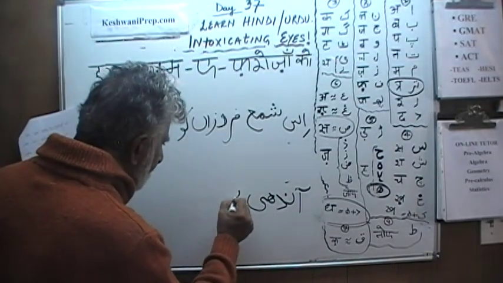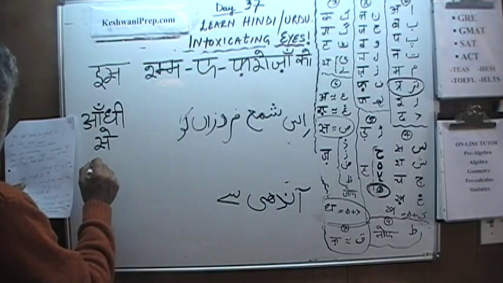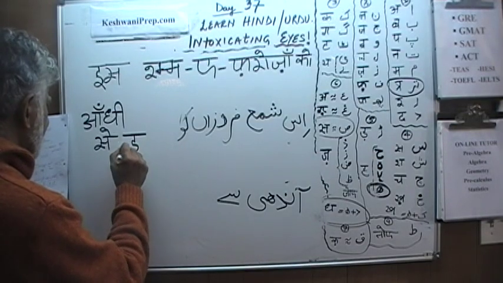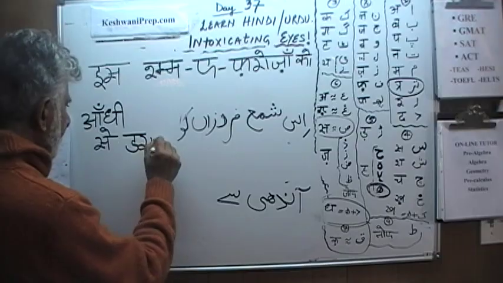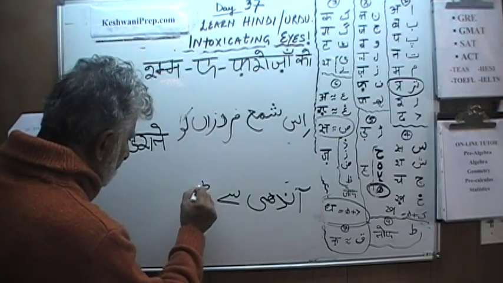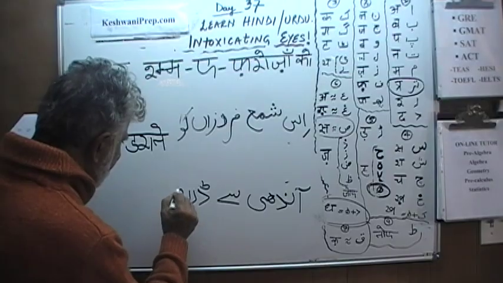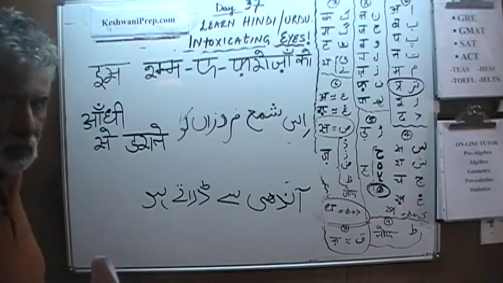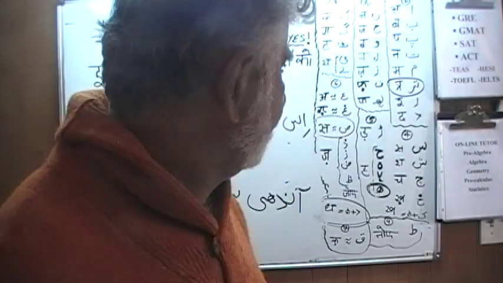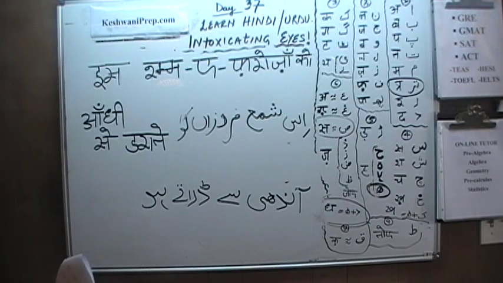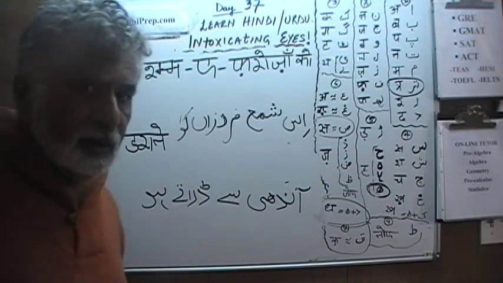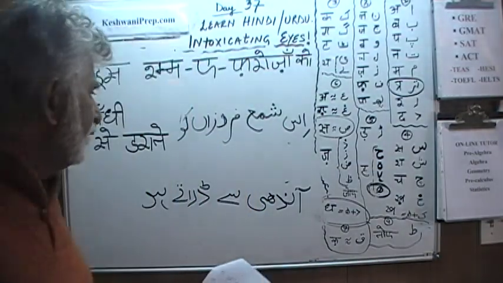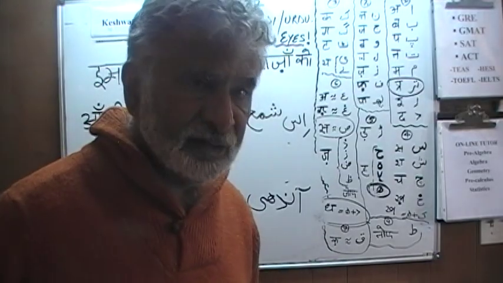आंधी से, and then a the, डराते, ड, ra, and then te. डराते हो, not ho, ho. Is शम्माए फरोज़ा को, this illuminating candle is शम्माए फरोज़ा को आंधी से डराते हो.